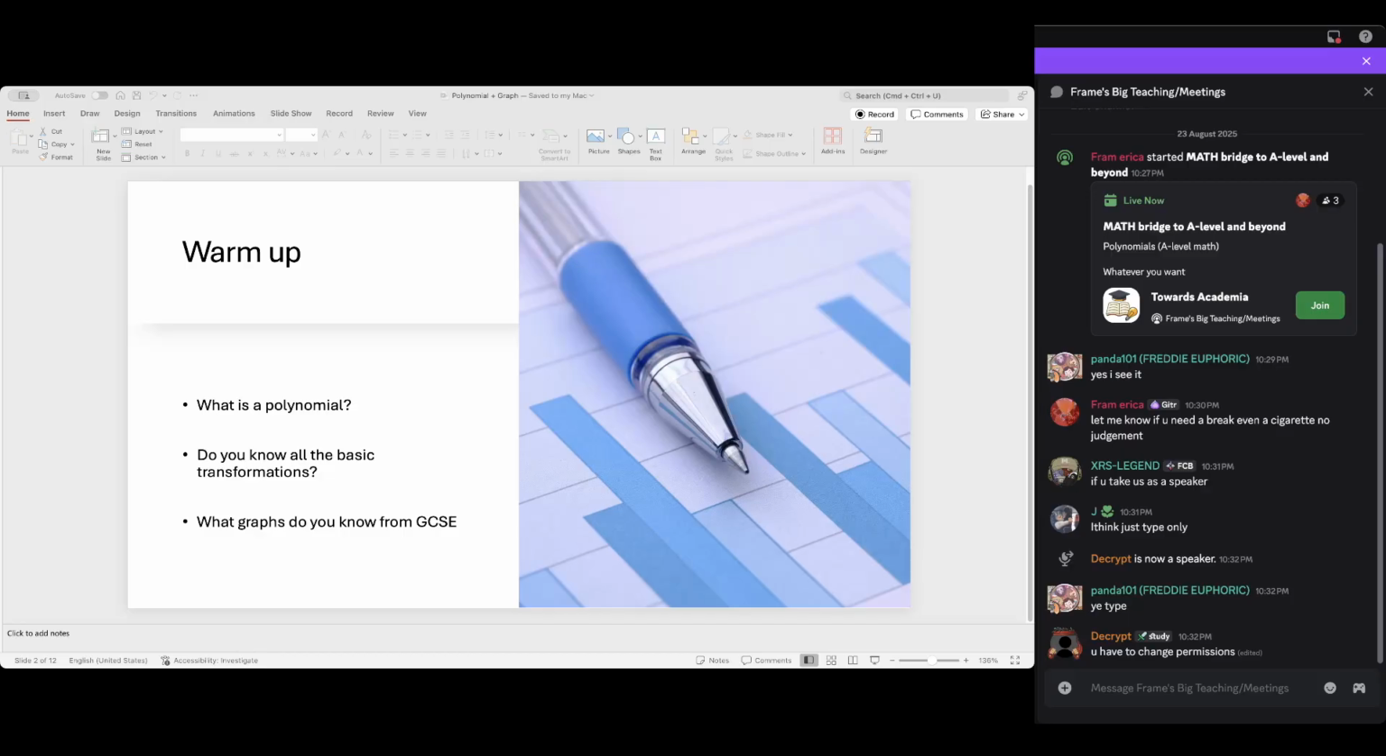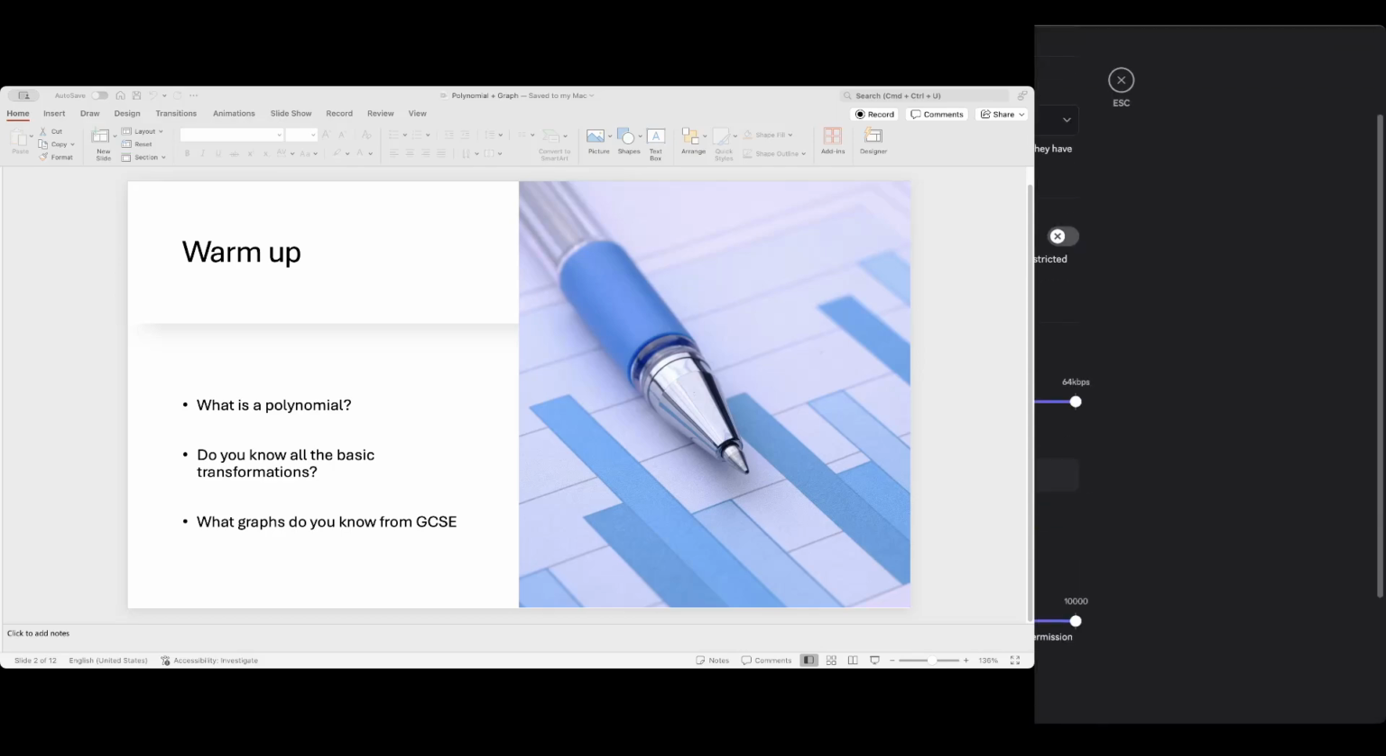Just type like, what is a polynomial? Do you know all the basic ones? And what graphs do you know from GCSE or whatever qualification you may have?